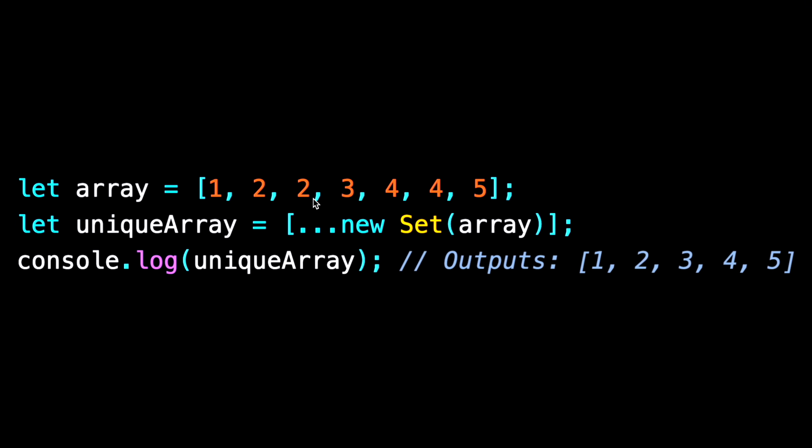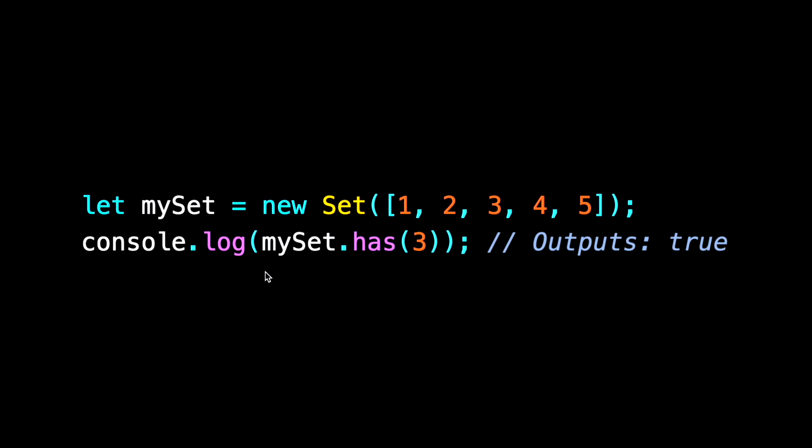If you convert an array to a set and then back to an array, it's going to remove duplicate elements. So in this case, we have two 2s, two 4s. We create a new set with an array, then we use this destructuring, these three little dots, to convert that set back into an array, and then we have a unique array that's just going to be 1 2 3 4 5. And then we can also check if an element exists in a set, and this is faster and more efficient than checking if it exists in an array.